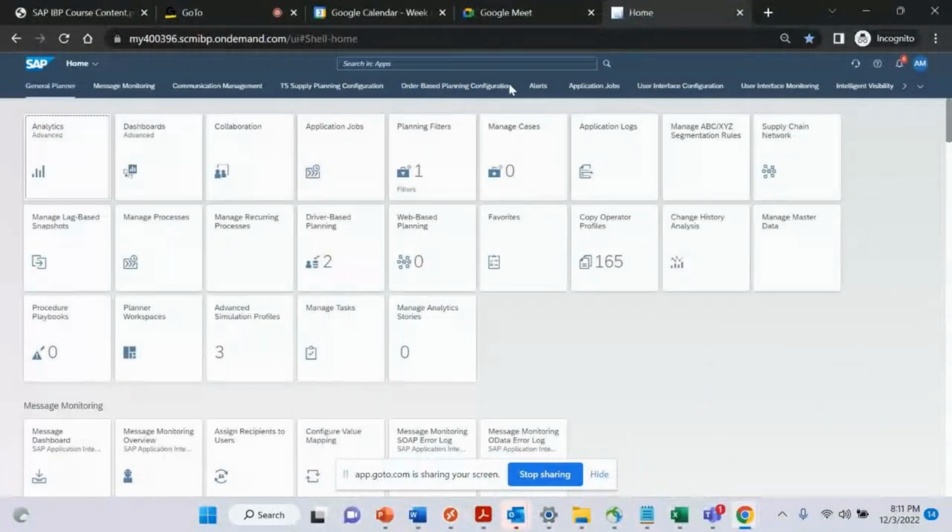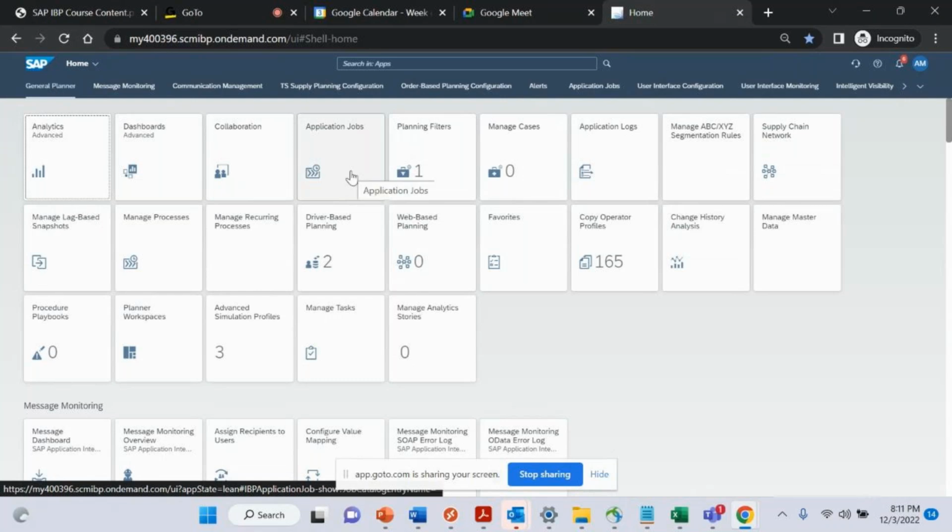So this is what the IBP UI looks like. This is the IBP web user interface. Here we have the general planner tab, under which come analytics, dashboard, and application jobs. I remember that Srikant or Pranavesh mentioned that they are running and scheduling the application jobs, correct? They can do it from this application job tab.